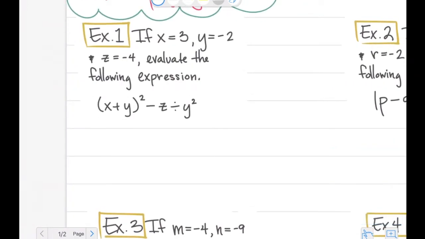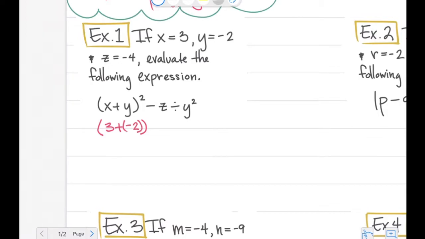So it tells us if x equals 3, y equals -2, and z equals -4, evaluate the following expression. So we're going to plug in or substitute in the numbers for the variables. So instead of x, we're going to put 3. The plus is in the expression. Instead of y, we're going to put -2. Now, that's kind of hard to see what's going on.